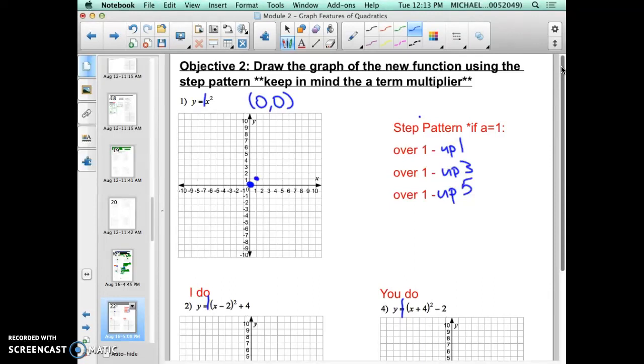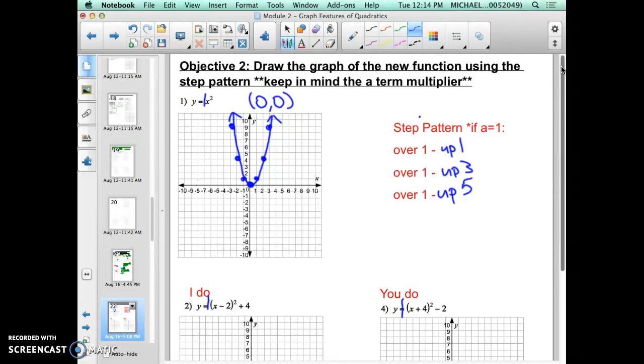I'm going to go over 1 on the right, up 1, 2, 3, right there. And over 1 on the right and up 1, 2, 3, 4, 5, right there. And then over 1 on the left, up 1, over 1 on the left, up 3, over 1 on the left, up 5. To check your work, it should be identical on both sides with the axis of symmetry at x equals 0. So that is a better, more accurate sketch of my parabola.